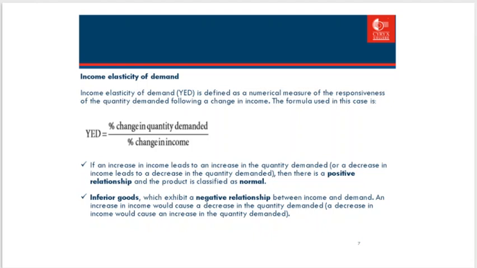If an increase in income leads to an increase in the quantity demanded, or a decrease in income leads to a decrease in the quantity demanded, then there is a positive relationship and the product is classified as normal.